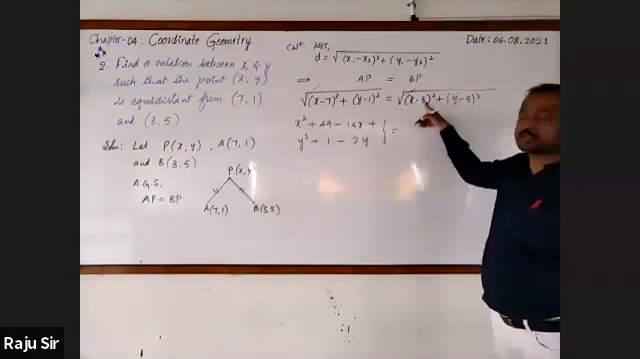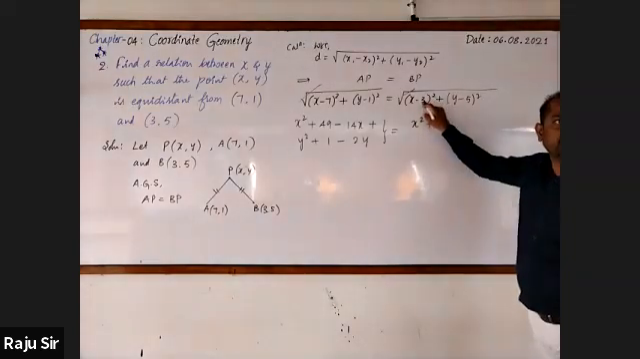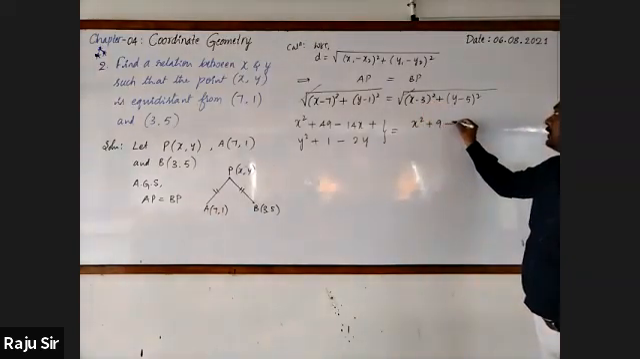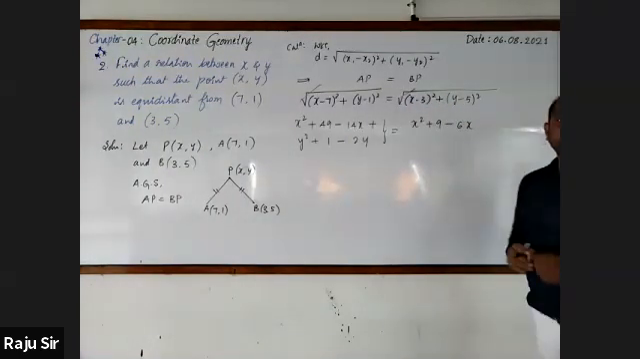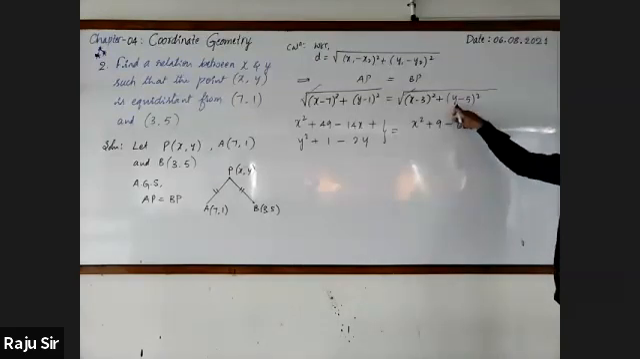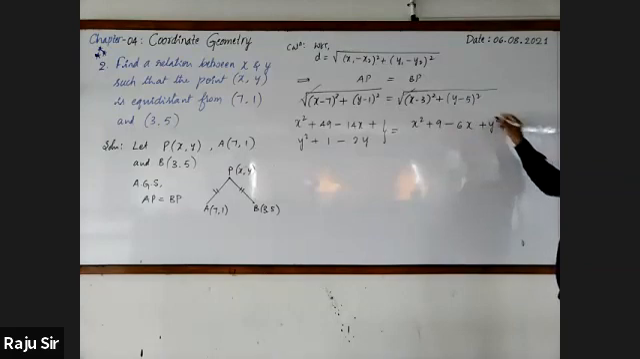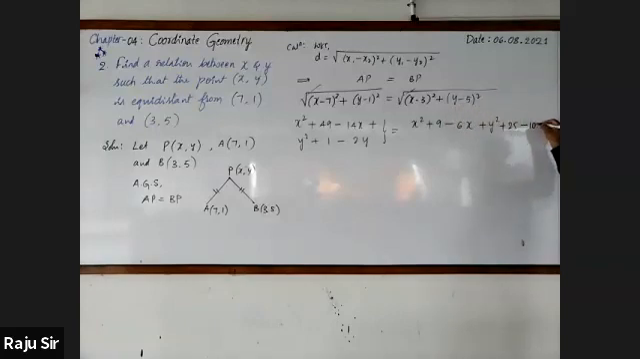That's equal to — here, let us expand this. (x − 3)² is x² plus 3², 3² is 9, minus 2ab, 2 into x into 3, 6x. Next, plus (y − 5)²: y² plus 5², 5² is 25, minus 2 into y into 5, 10y.